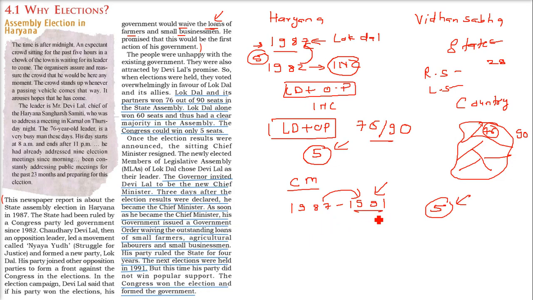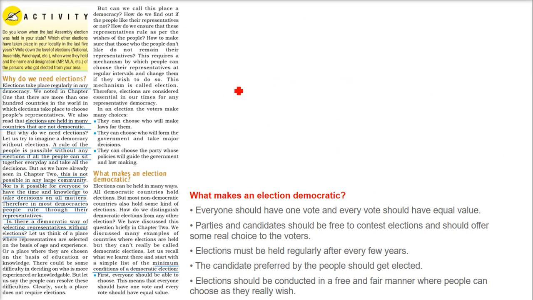Now in 1991, Chaudhry Devi Lal and his parties lost, and the Indian National Congress came to power again. From 1991, for 5 years, the Indian National Congress formed the government. So this is the story of why elections are necessary, why elections happen. So why do we need elections? Elections are the means of electing representatives, and they take place regularly in any democracy. But elections may also take place in non-democratic countries. So it is not only the feature of a democracy that elections are held; in various non-democratic governments, in various countries, elections are also held.